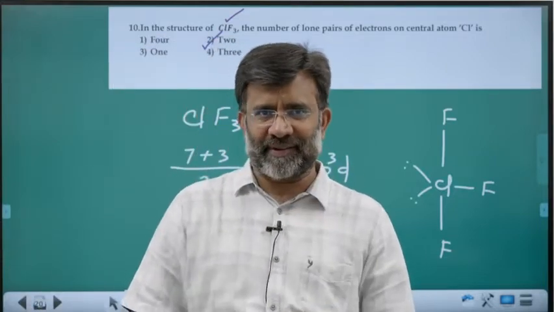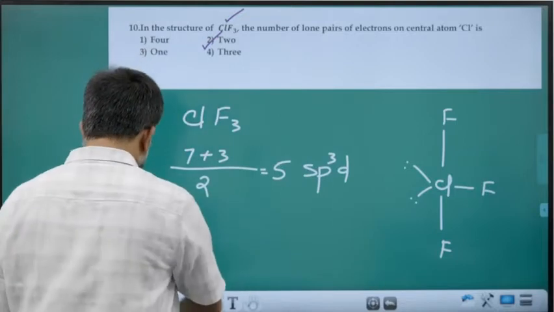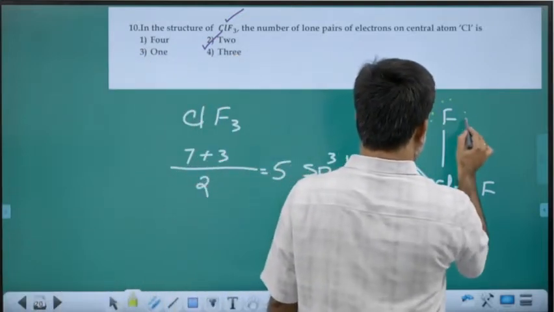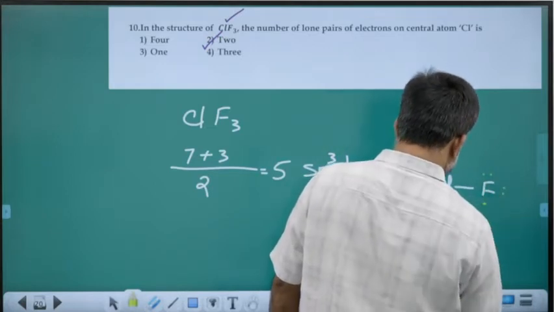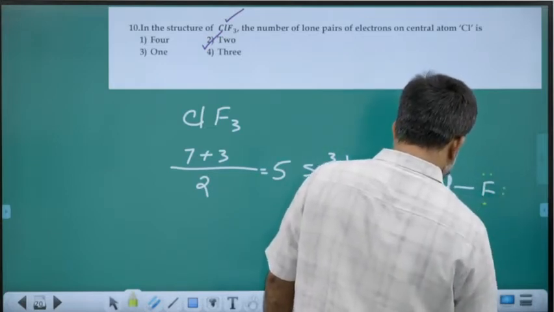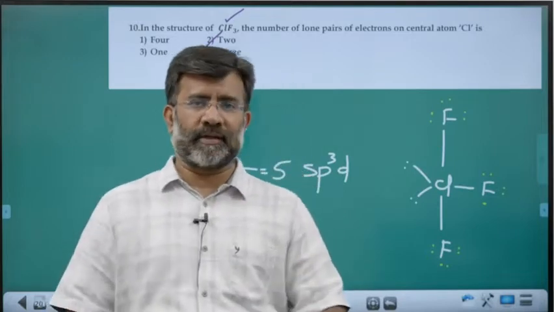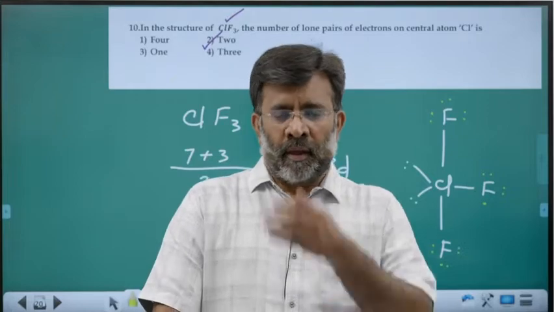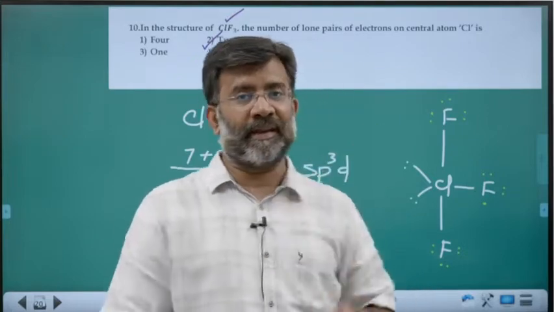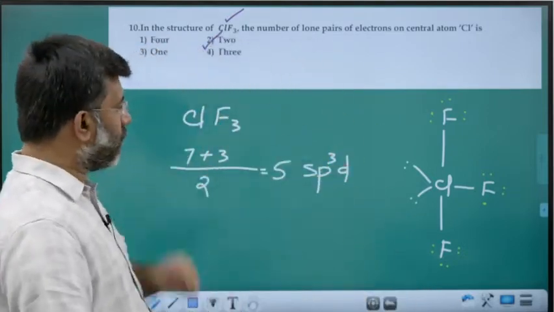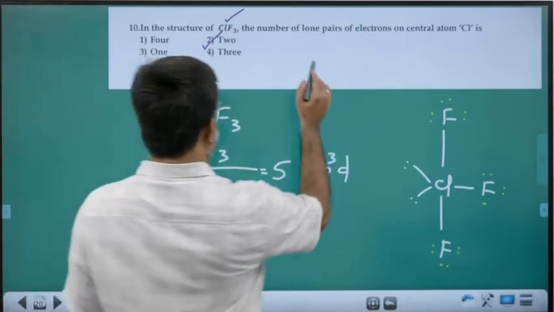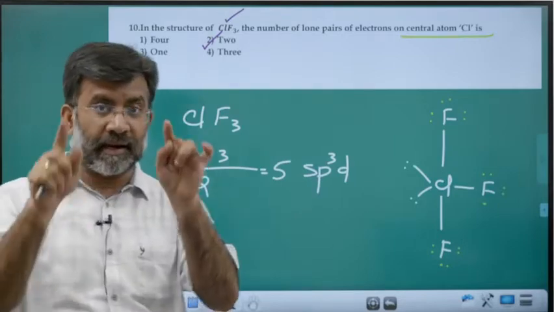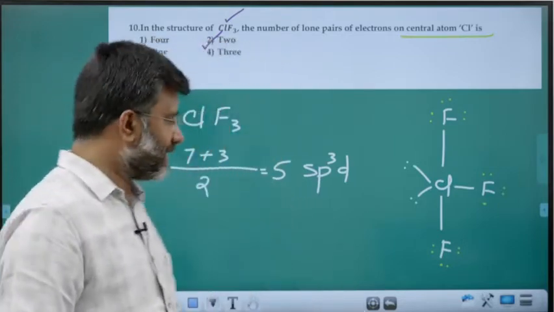You have to be careful, because there is fluorine. Each fluorine contains 3 electron pairs. So there are 3 fluorines, 3 into 3, 9, and chlorine 2. Totally 11 electron pairs in the molecule as a whole. But here it is pretty clear: the central chlorine atom is asked. Okay, next.